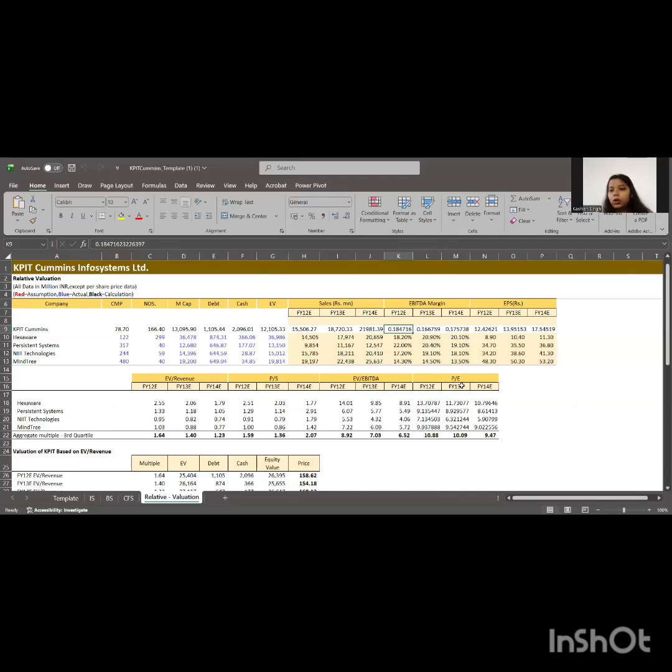Next is the P/E ratio, price to earnings. Now we come to the price to earnings ratio, or P/E ratio, which is one of the most widely used valuation metrics. The formula is P/E is equal to CMP divided by EPS.